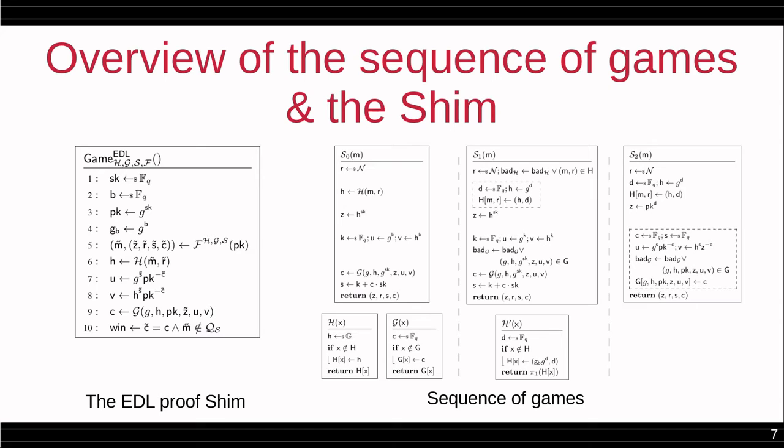To make the formal proof slightly less tedious, we factor out everything that does not change in the intermediate proof steps into a shim that's parameterized by some oracles. This means we can focus only on reasoning about the bits of the code that change between two games, and the rest of the proof comes for free.